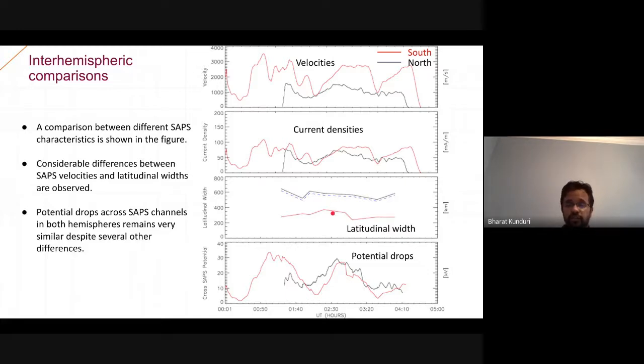So in contrast, if you combine these two, we can see that the potential drops are pretty much in line with each other. There are significant differences between the velocities and latitudinal widths, but they're compensating each other, and the potential drop across the SAPS channel in the northern and the southern hemisphere is roughly similar in magnitude and almost exhibits a similar trend too.